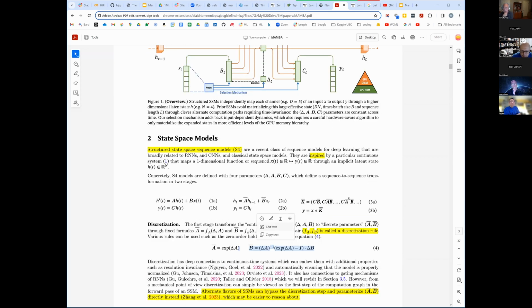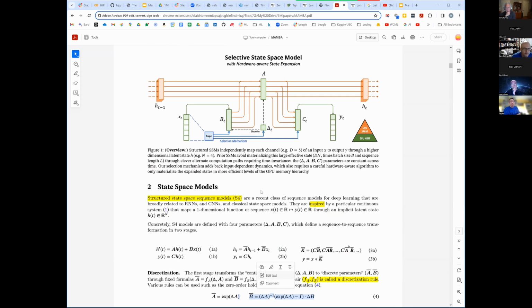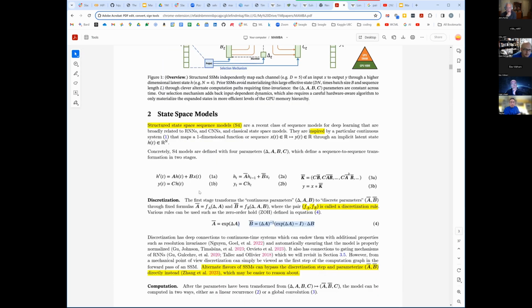No, for simplicity, they don't, but it really is in equation 1b. It's C times hidden state plus D times... No, this is the dynamics. This doesn't have to do with residual connection.